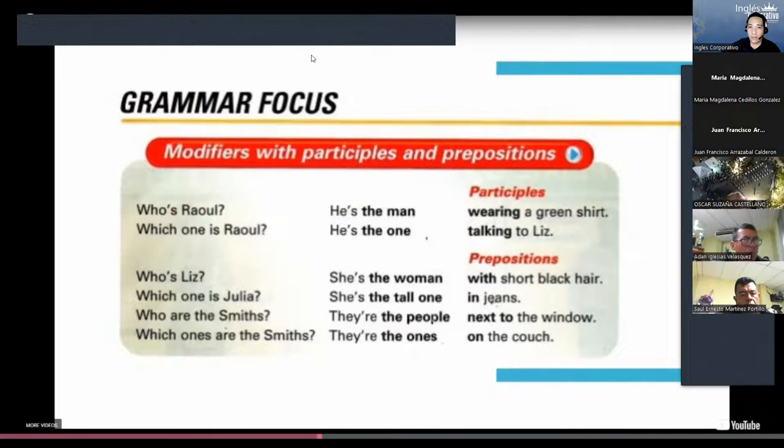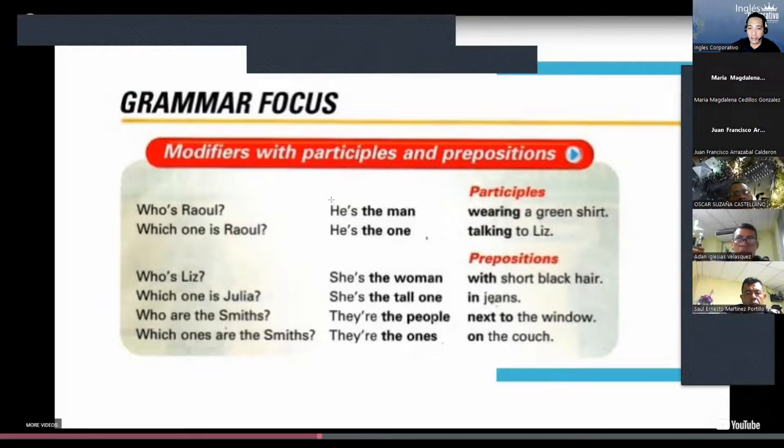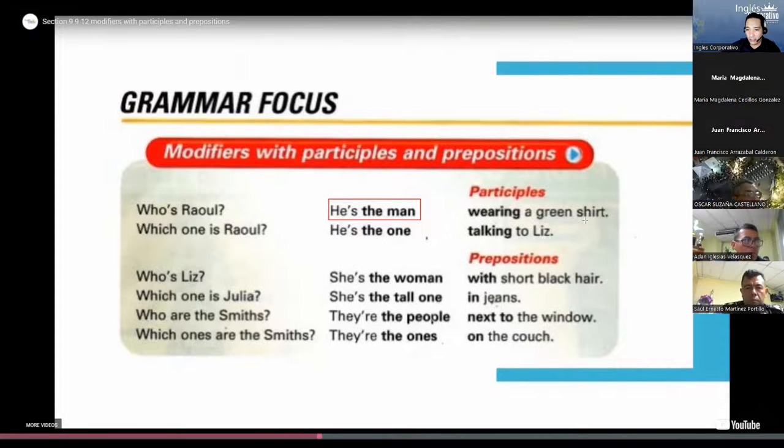So you're describing someone you don't know or just pointing at that person. That is the whole point. So again, he is the man. That's your modifier. Wearing a green shirt. He is the one. Which one is Raul? He's the one. Él es el que. Okay. Talking to Liz.